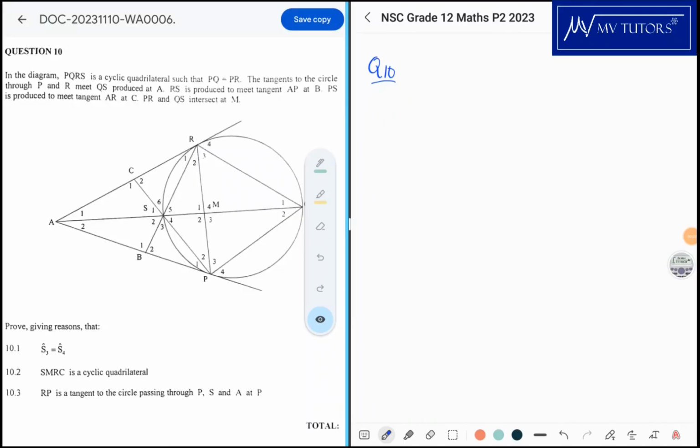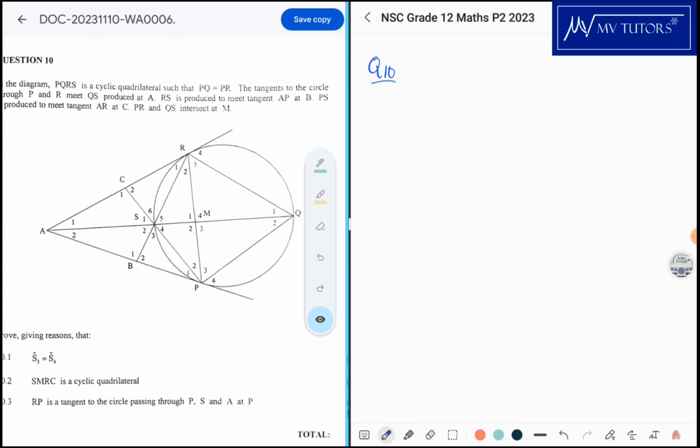Question 10. In the diagram, PQRS is a cyclic quad such that PQ is equal to PR. Okay, let's first see where PQRS is. So I can see R. There's R and S, P, and Q. And they're telling us that PQ is equal to PR. Yes, PQRS is a cyclic quad, and PR is equal to PQ.